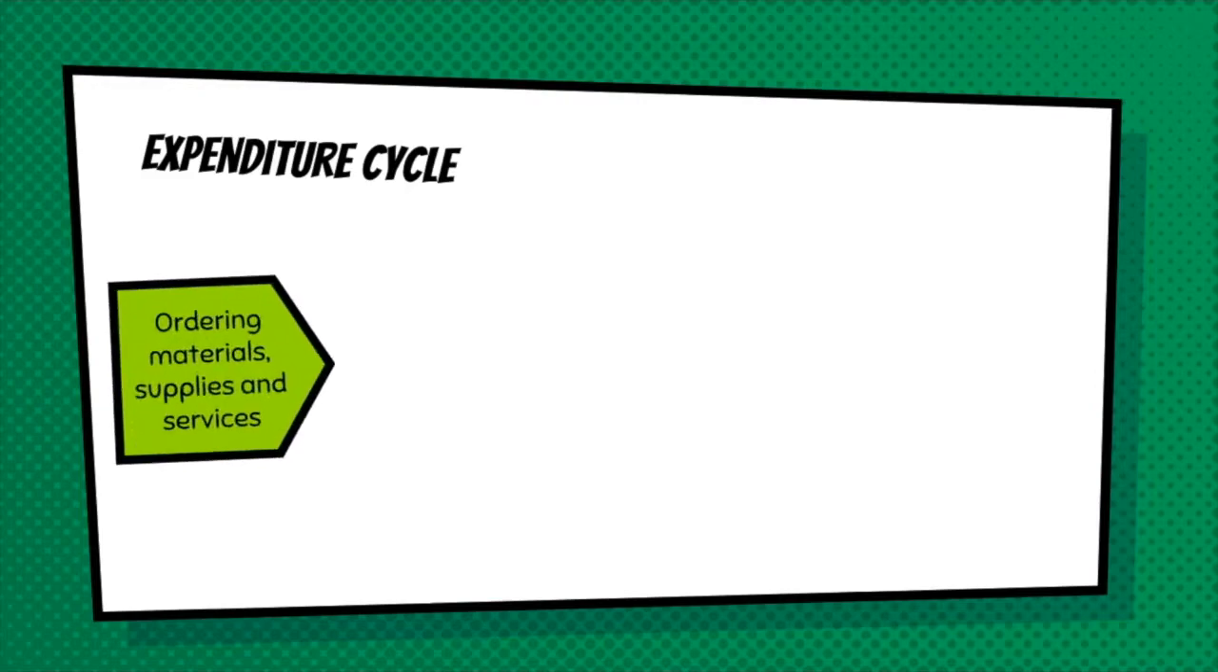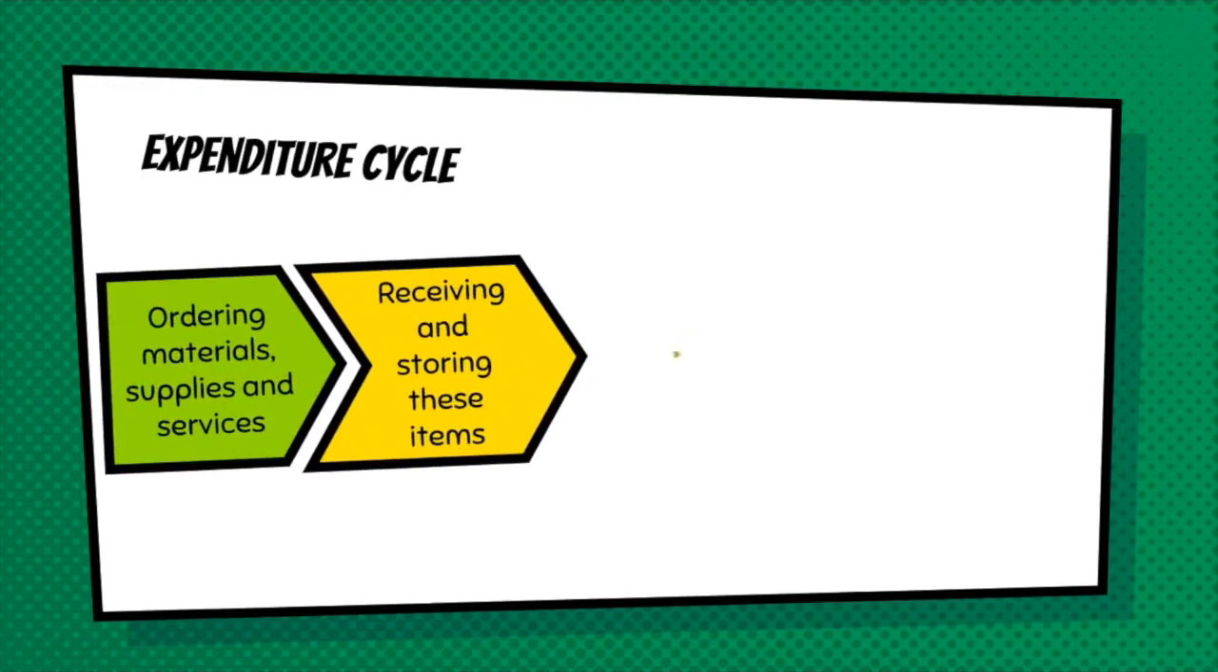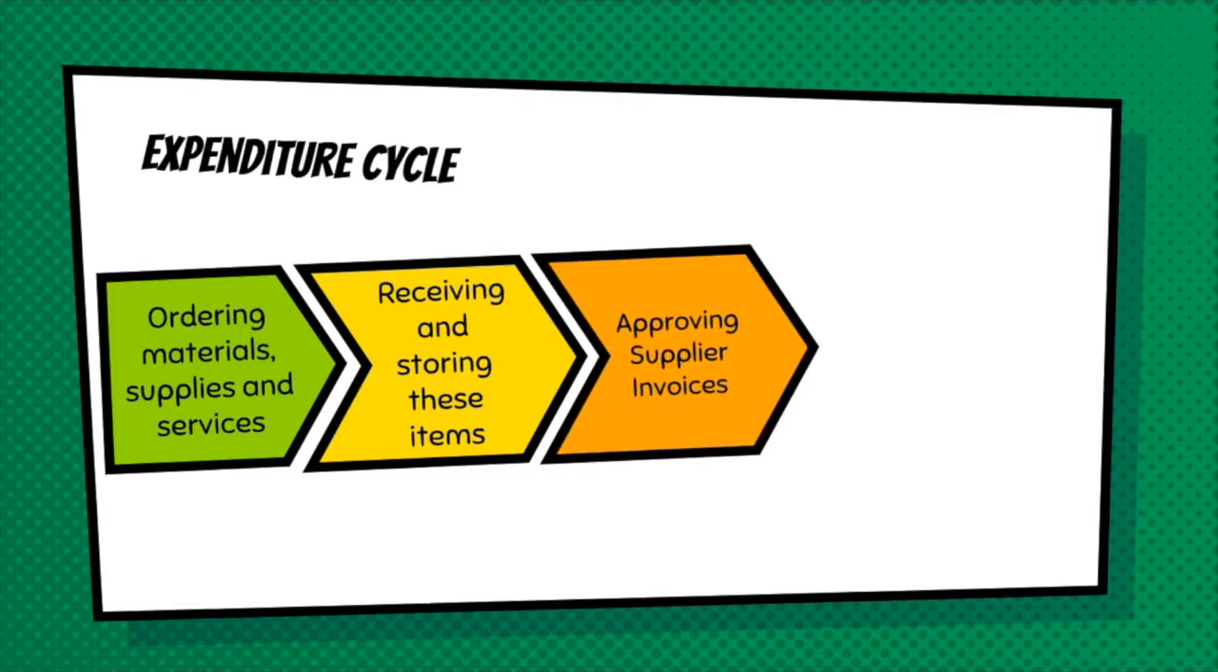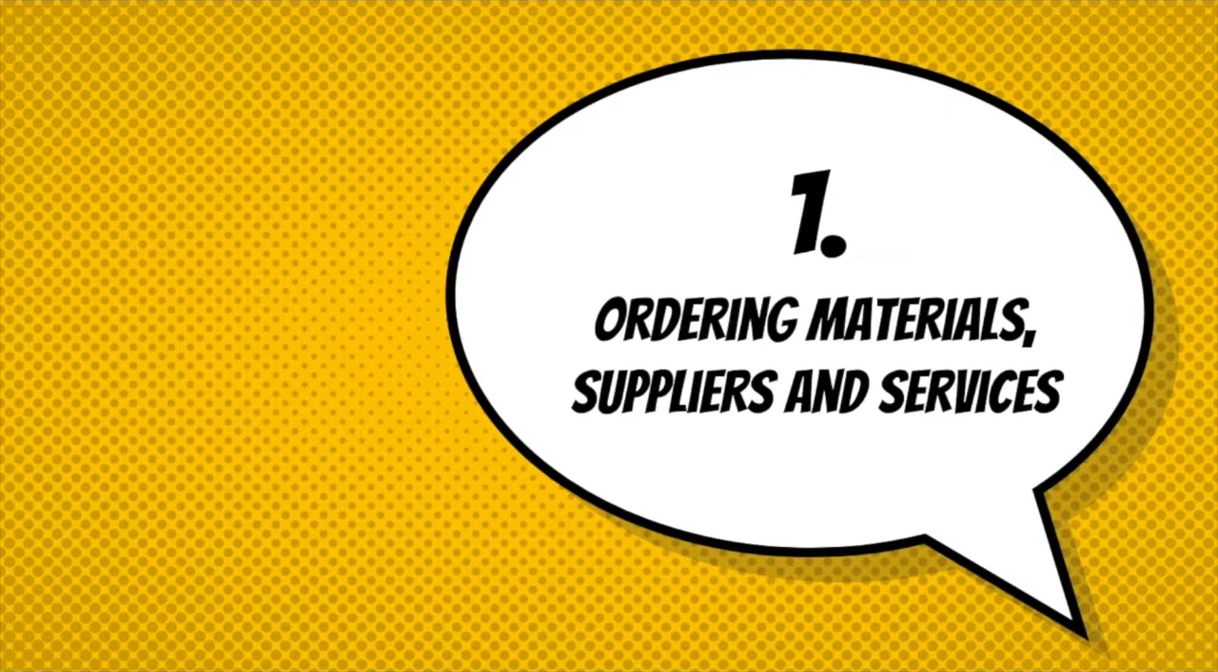In the expenditure cycle, the primary external exchange of information is with suppliers. It has four parts: ordering materials, supplies and services; receiving and storing these items; approving supplier invoices; and lastly, cash disbursement. So now let us take a look at the first part of the expenditure cycle.